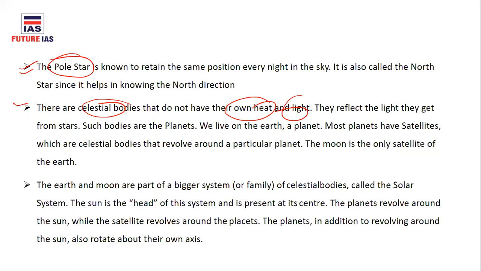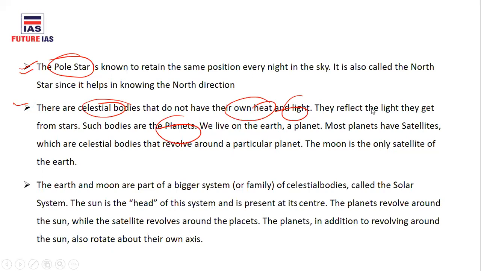So when we see the Purnima, during the full moon time, we see the moon glowing. Is the moon really glowing? No, it is that part of the moon on which the sun's rays are falling. Only that part of the moon is glowing. So the moon ultimately reflects the light which it gets from the stars. Such bodies are also called planets, and they may also have a set of satellites, right?